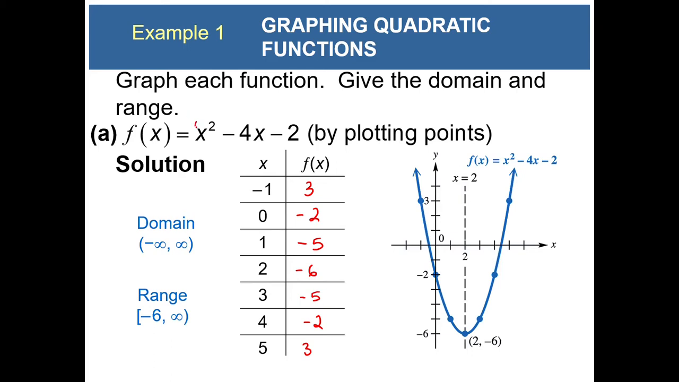I noticed that the leading coefficient was a 1. And since 1 is greater than 0, we know the parabola was supposed to face up. And it does face up. The range is going to be from negative 6, because it goes down to negative 6, and it goes up forever, so the range is from negative 6 to infinity. Notice that the negative 6 is included with a square bracket because it touches negative 6.